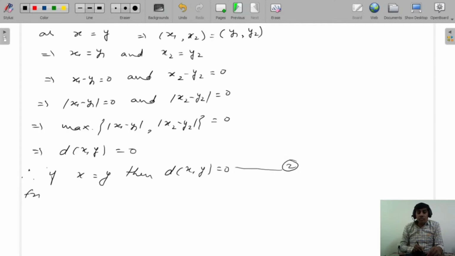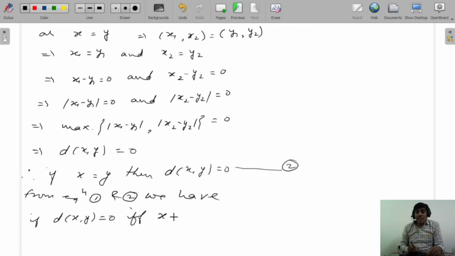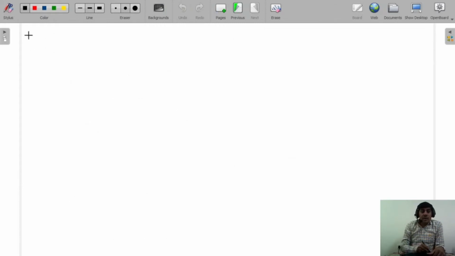From equation 1 and 2, we have D(x, y) is equal to 0 if and only if x is equal to y. So, second property is also satisfied. Third, symmetric property.